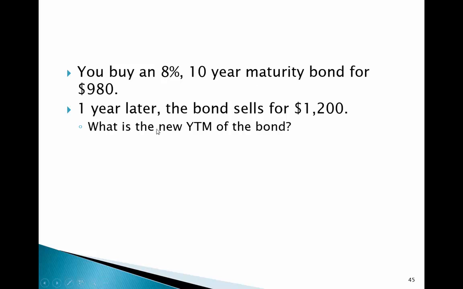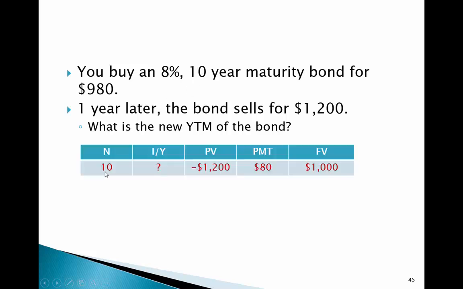So here we're asking for the yield to maturity on a bond that sells for $1,200. It has an 8% coupon payment. 1 year later, N will be 9, so we're just going to put those in. Don't forget, 1 year later, N is 9. So there's the price, the payment, the future value. You can solve for I, it's 5.17%.